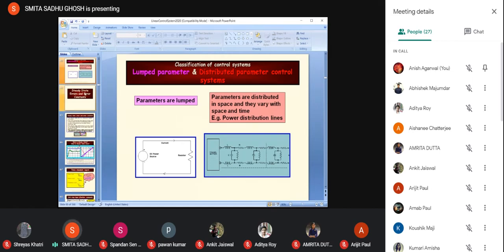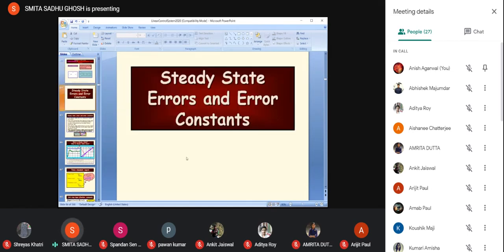So now we are going to go into the next module, which brings us to the end of the introduction part as such. Now we are going to go to the steady state error and error constant analysis or study, right?